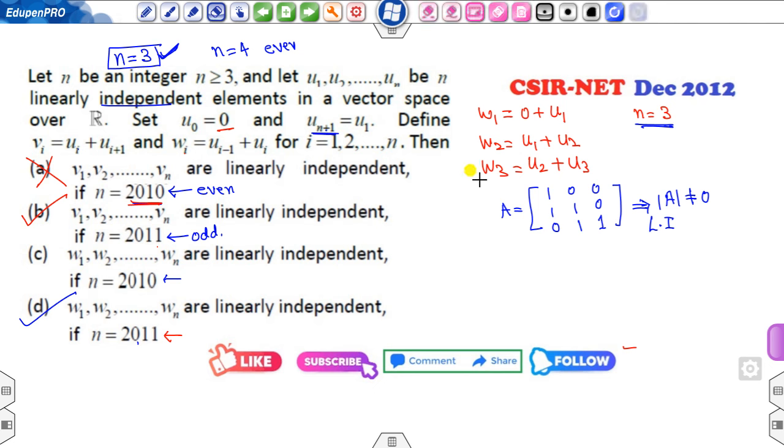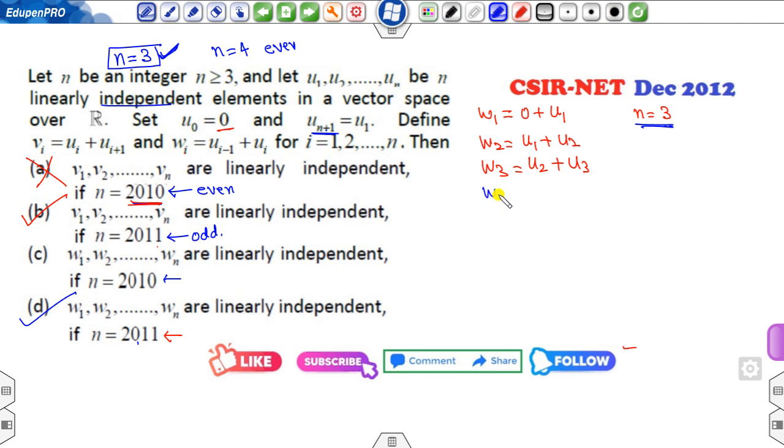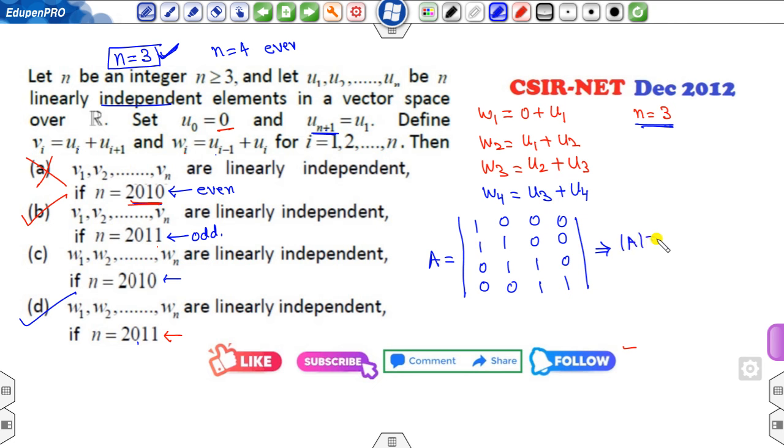If I write the case corresponding to w4, what will happen for w4? w4 will be u3, u4. If I write the matrix 1 1 0 0, 0 1 1 0, 0 0 1 1 and 0 0 0 1, again clearly, what is the determinant of this? 1 is on the diagonal entries, which is non-zero, so it is linearly independent. Therefore, whether n is even or odd, they are linearly independent. So the right answers are B, C, D.